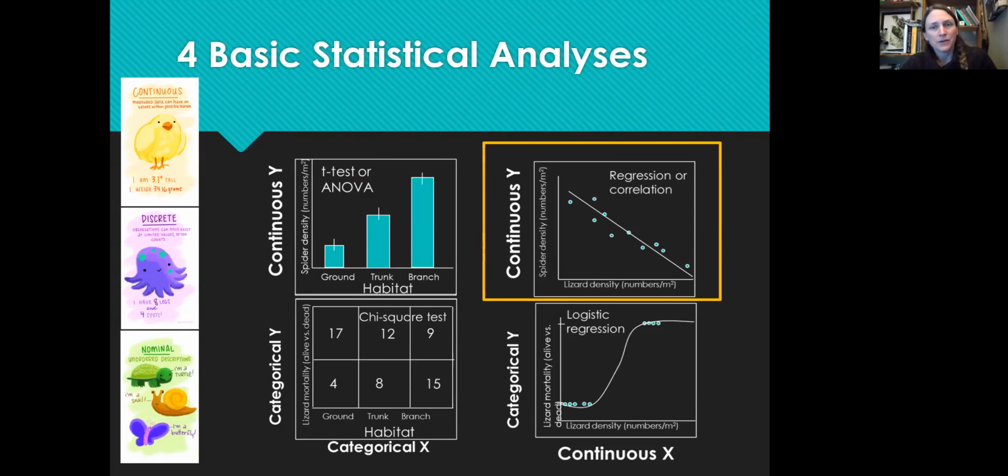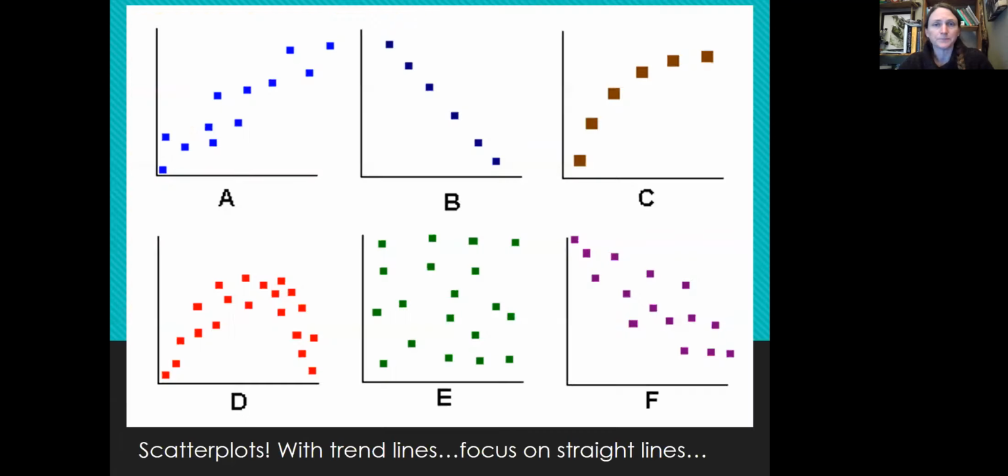So what's nice about thinking about the tests in this way is all you have to know is what kind of a variable is X, categorical or continuous, and what kind of a variable is Y, categorical or continuous, and it tells you what kind of a test you should run. So you should never have to ask yourself, what test should I run? Like, there's not really a choice. It depends on what kinds of variables you have. So come back to this slide if you have questions about what test to run in certain circumstances.